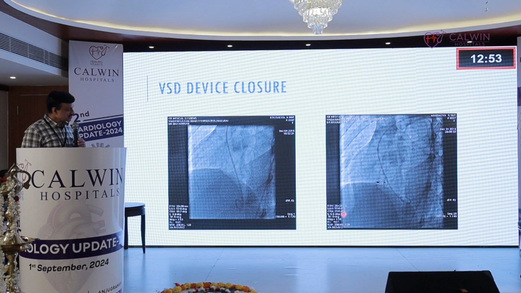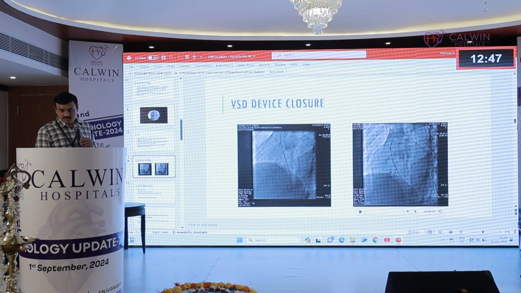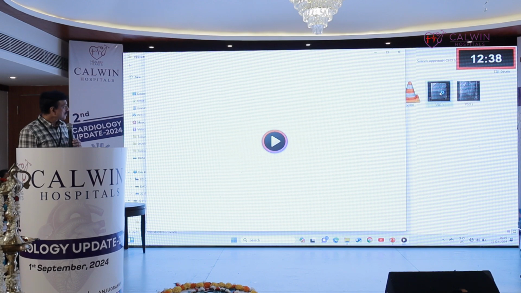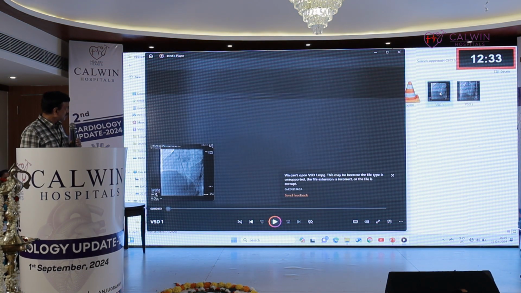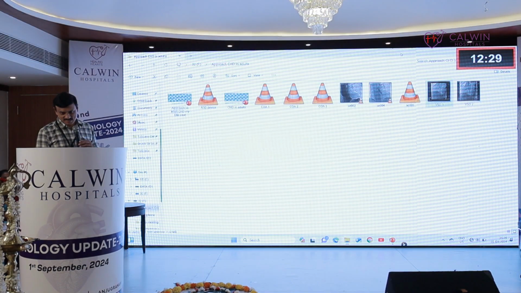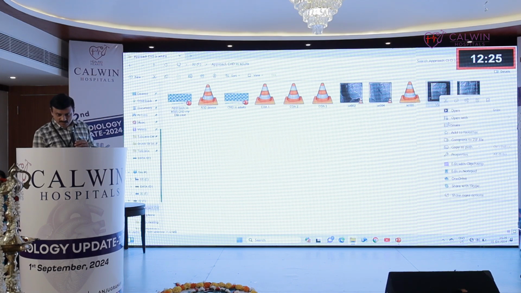It's an example of VSD device closure. It's not running here. The previous one was running. So what I'll do, just to give you a feel, hope it runs here. We cannot support this image. Let me just try once, open with media player.